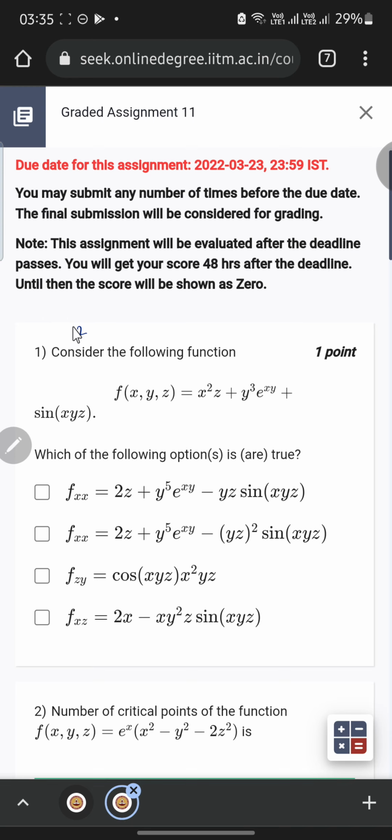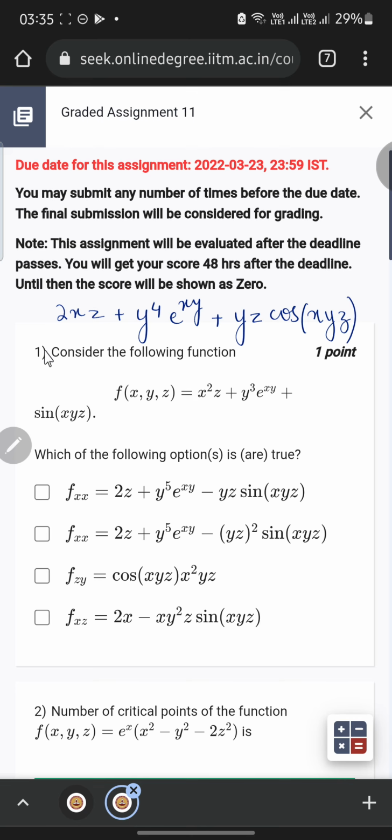First, the first order differentiation, so that would be 2xz, because when we are taking a derivative with respect to some variable like x, we take all other variables as constants. So 2xz plus, here this would be y raised to power 4 e raised to power xy, and at last we will have yz cos xyz.